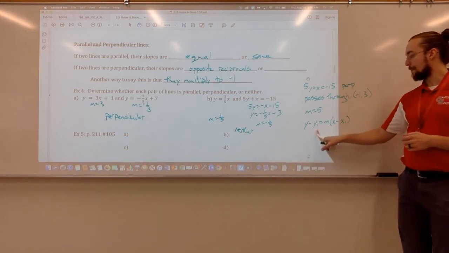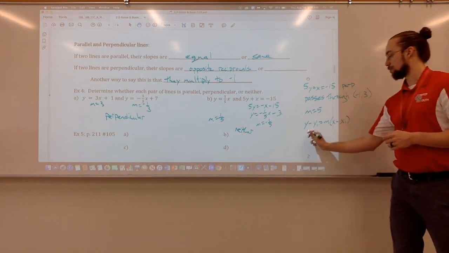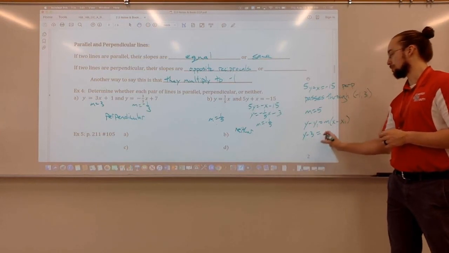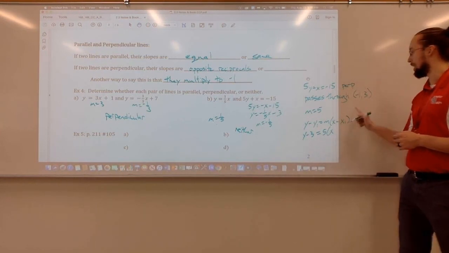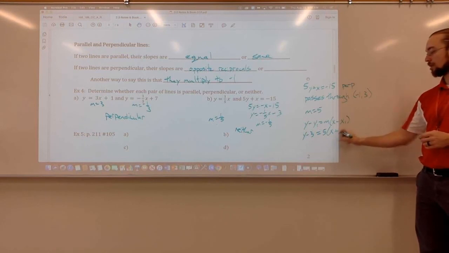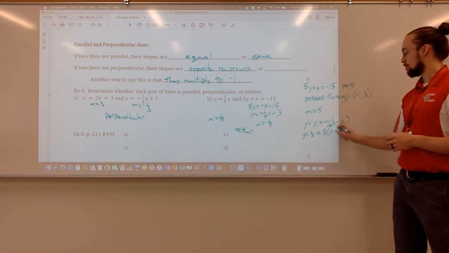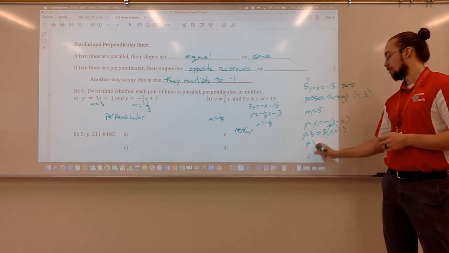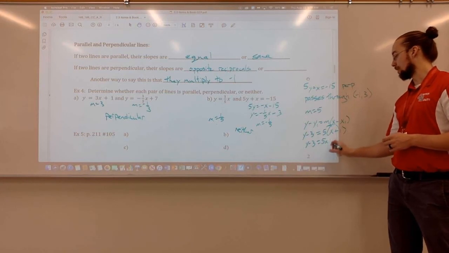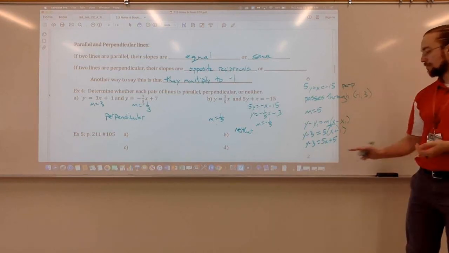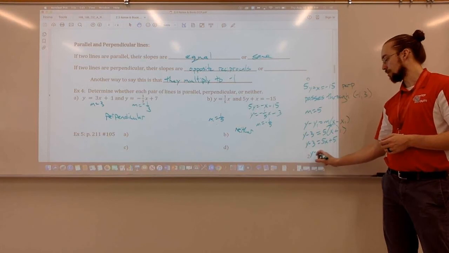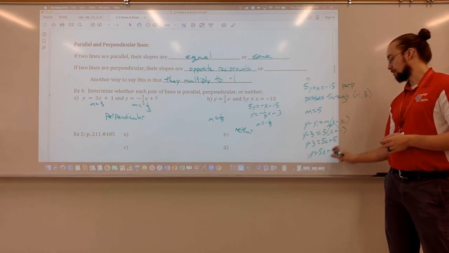So I'm going to say y minus y1 would be 3. So y minus 3 equals 5 times x minus -1. I'll just go ahead and write that as plus, and then we're just solving for y. Okay? So distribute my 5. Y minus 3 equals 5x plus 5. Add the 3 over. Y equals 5x plus 8.